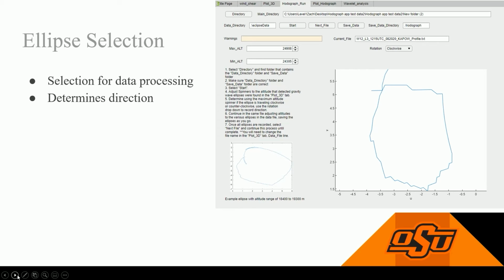Another thing we can get from these right now while we're doing this step is the vertical propagation direction, so up and down. That we can tell based on the rotation of the hodograph as we plot it. Is it clockwise or counterclockwise?